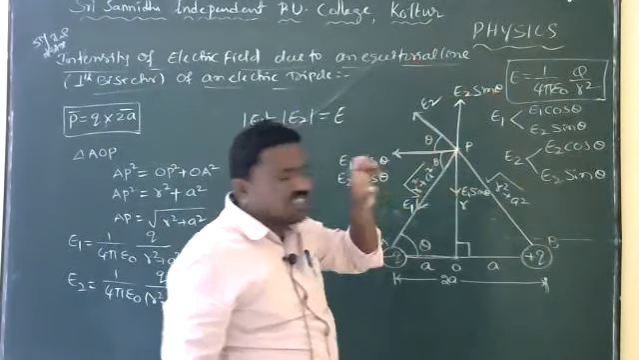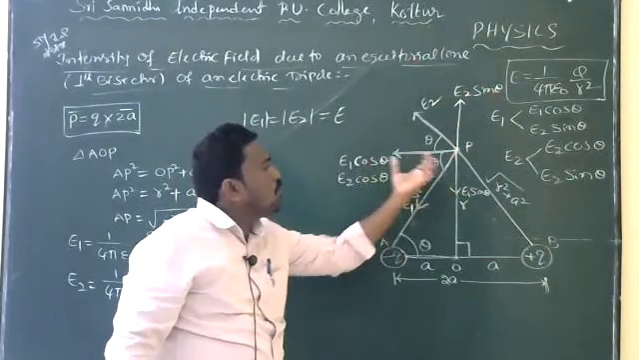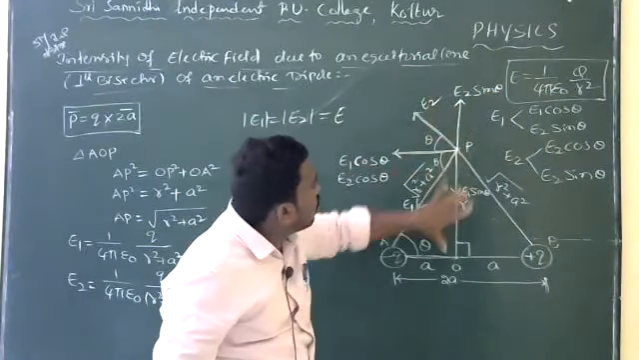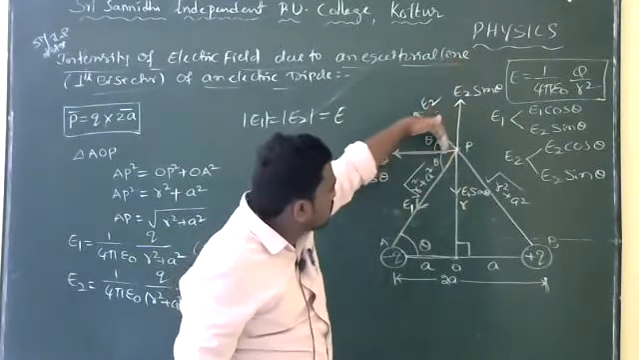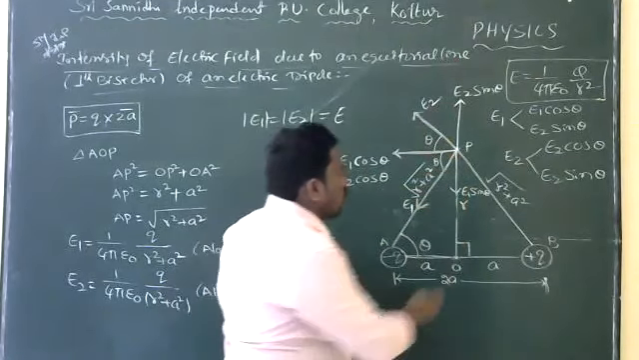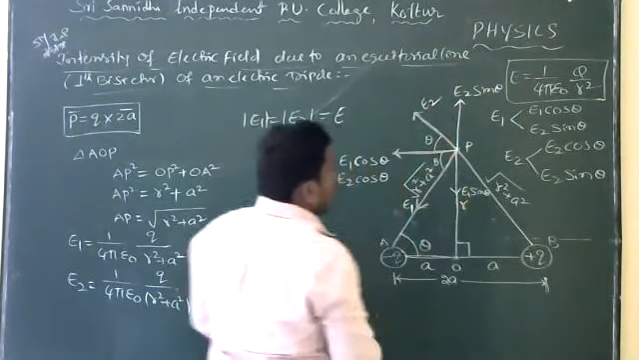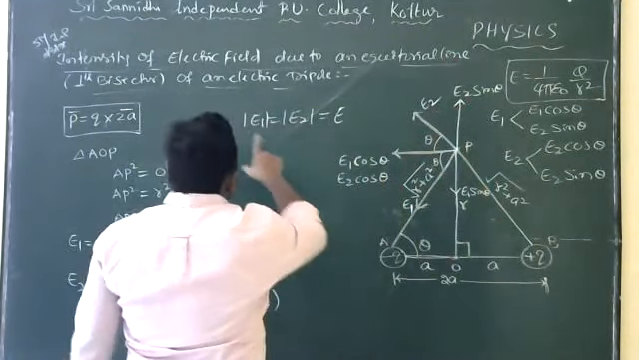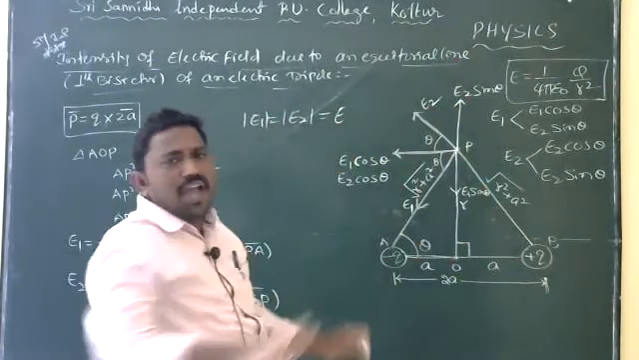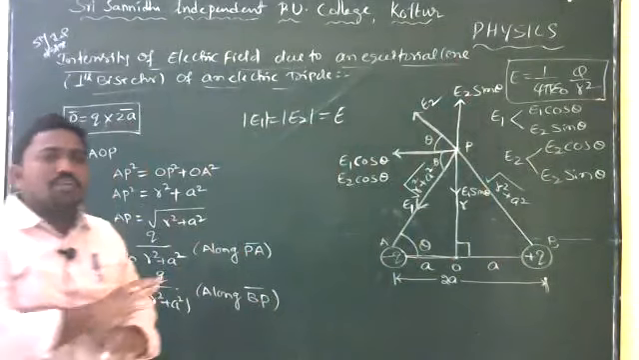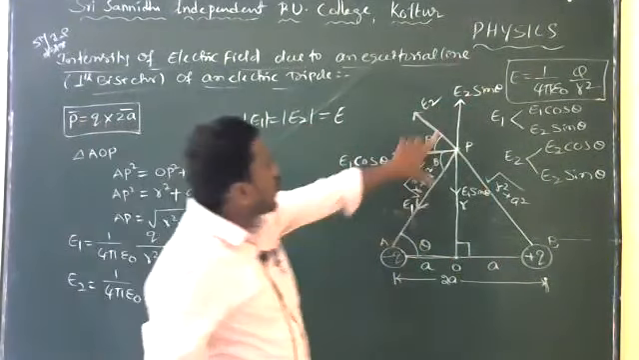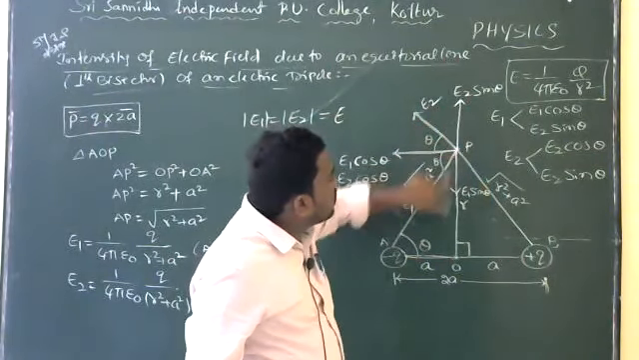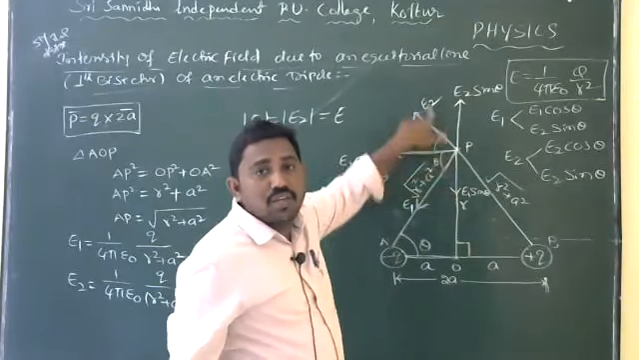So at this point it is clear. The horizontal components are E1 cos theta and E2 cos theta. The vertical components are E2 sin theta acting vertically upwards and E1 sin theta acting vertically downwards. At point P, the vertical components are of equal magnitude because E1 is equal to E2, but are in opposite directions, so they cancel each other out.